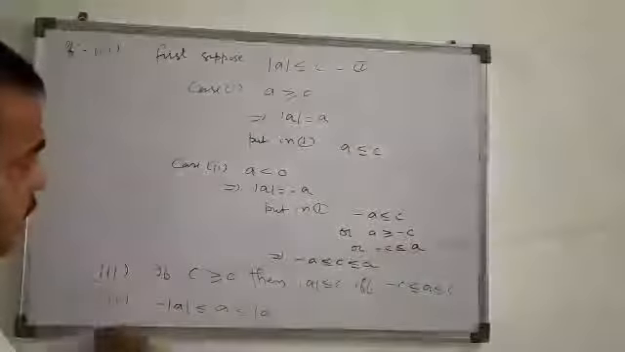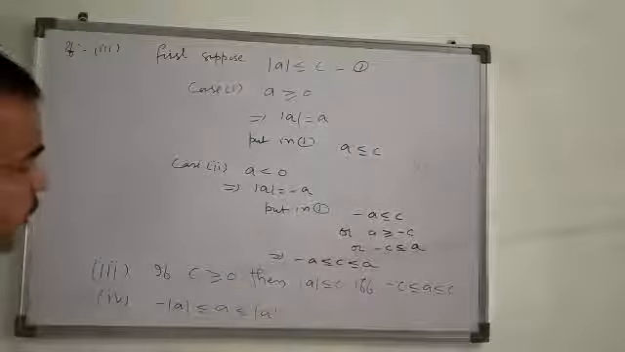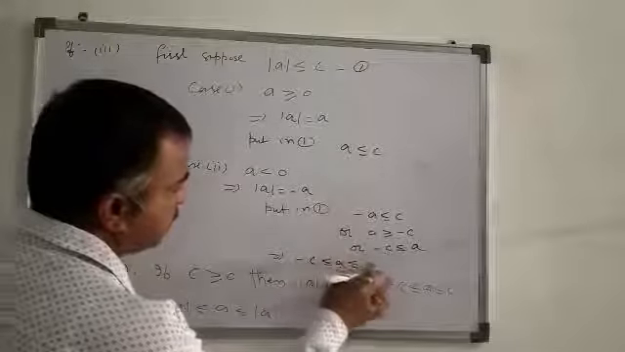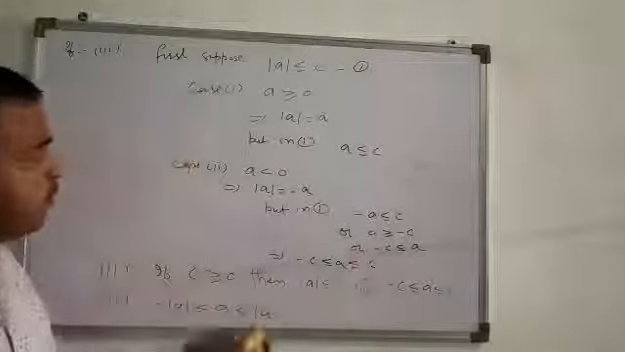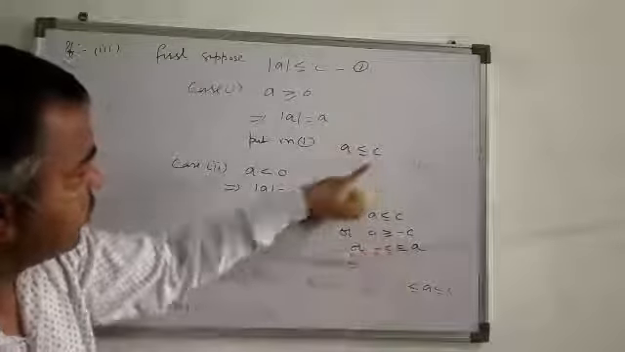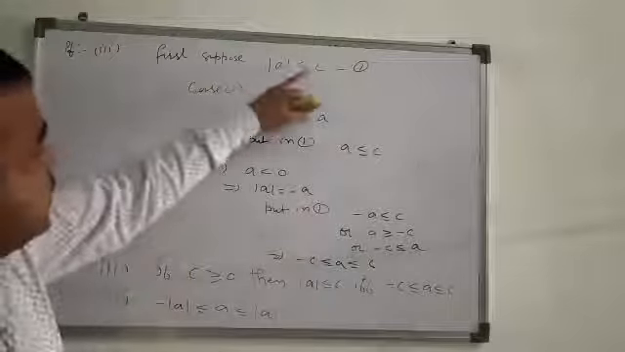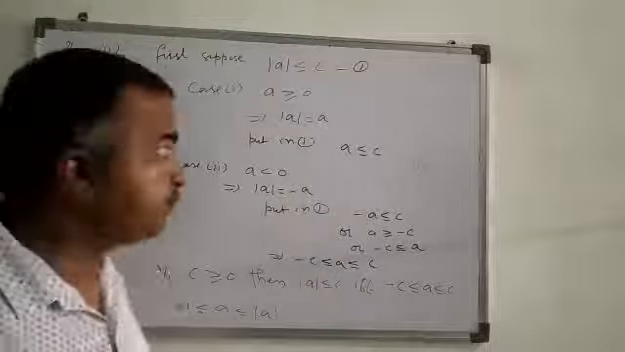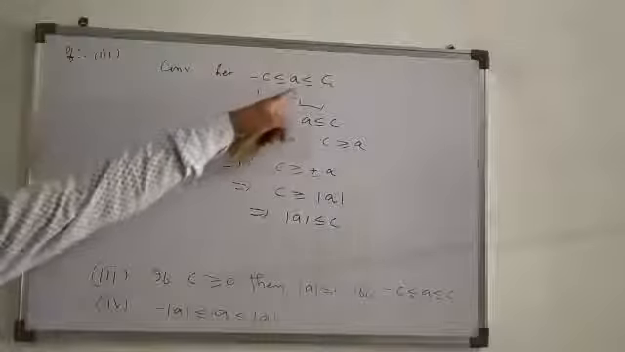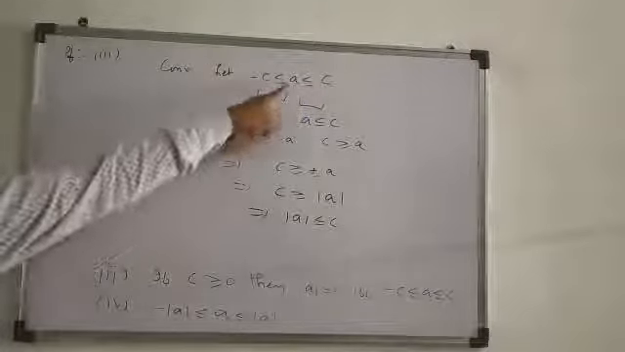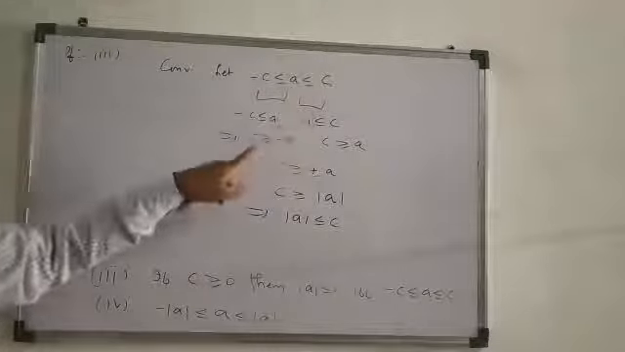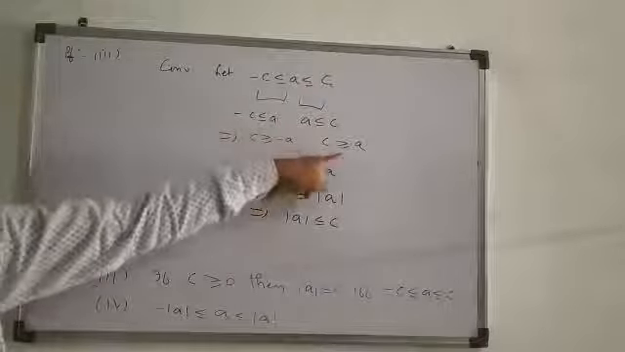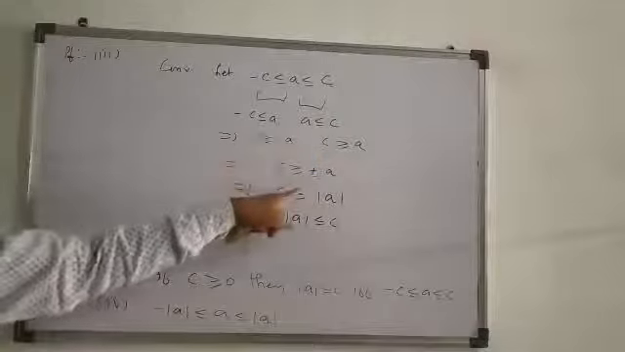Now conversely, if minus C less than or equal to A less than or equal to C. So if mod A is less than or equal to C, we have proved minus C less than or equal to A less than or equal to C. Conversely, let minus C less than or equal to A less than or equal to C. It means C greater than or equal to minus A, we multiply with a negative number, and C is greater than or equal to A. So in both cases, C is greater than or equal to plus minus A.